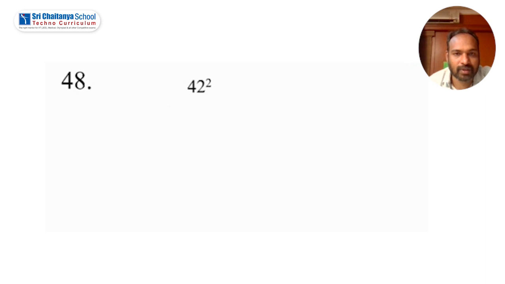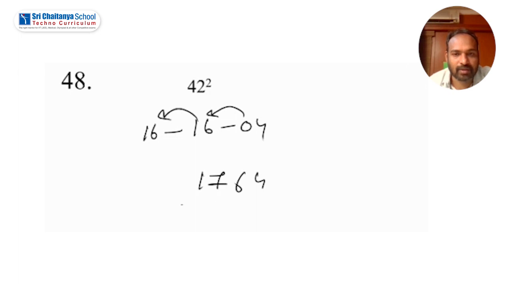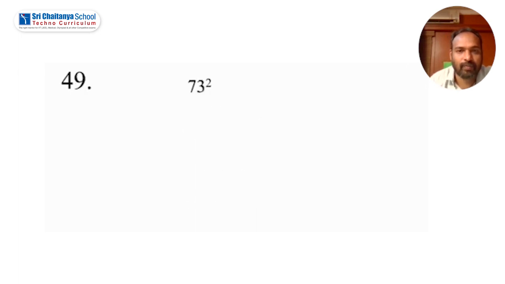42 square. First step 4 square, how much? 16. Then 2 into 4 into 2, which is 16. Then 2 square, 04. So 4, 0 carry forward. So 0 plus 16, 16, drop 6 and carry forward 1. 16 plus 1, 17. So the answer is 1764.